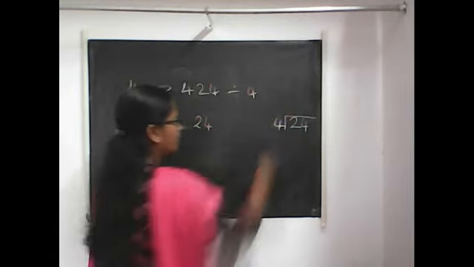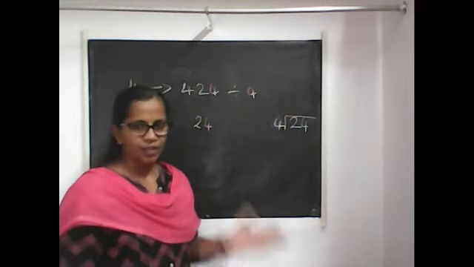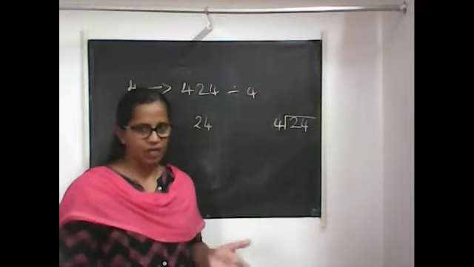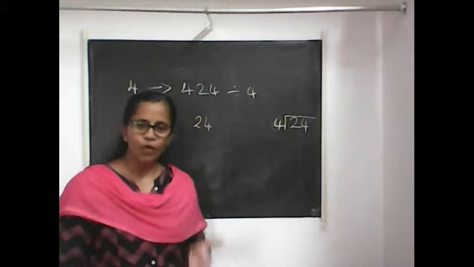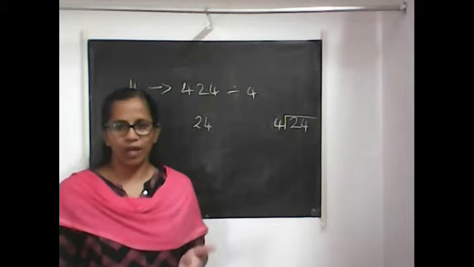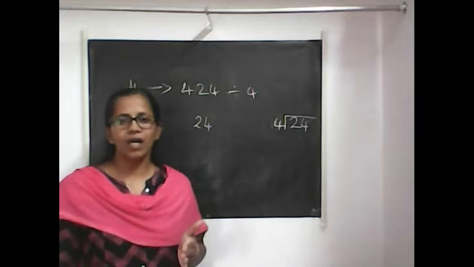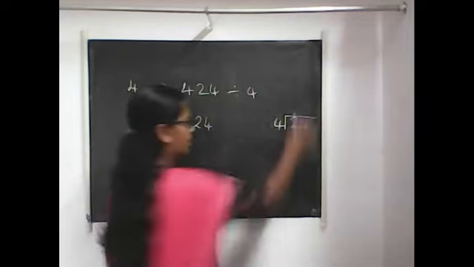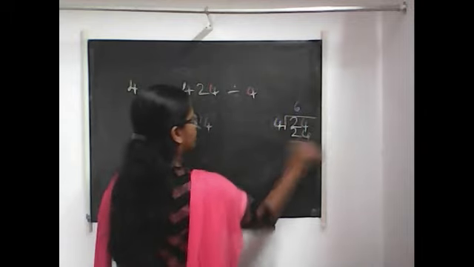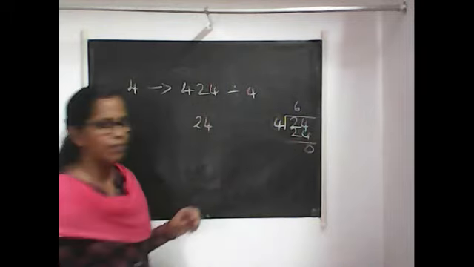By 4. That is, say the table of 4. Is 24 there in 4's table? That is 4 1s are 4, 4 2s are 8, 4 3s are 12, 4 4s are 16, 4 5s are 20, 4 6s are 24. Yes, 6 times. Yes, it is divisible. Exactly divisible by 4.